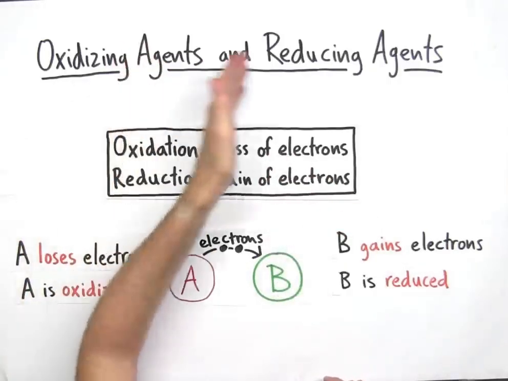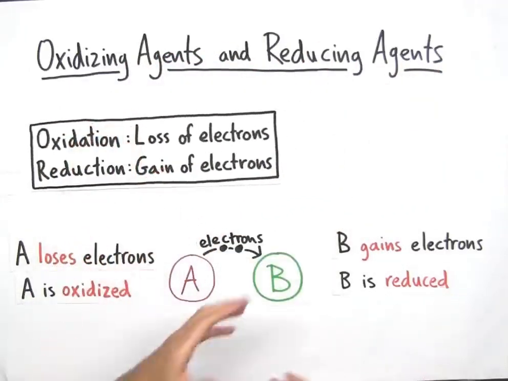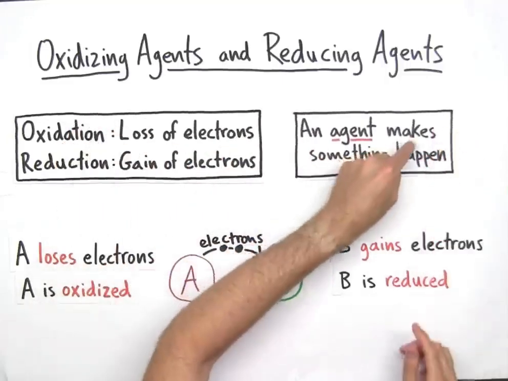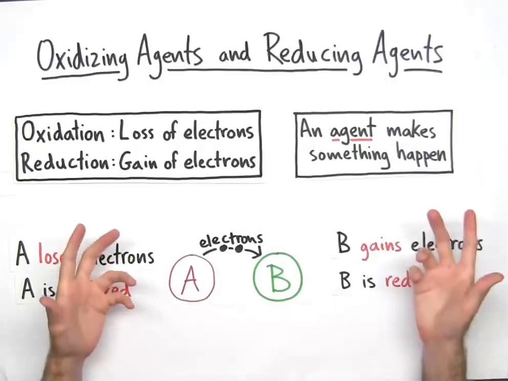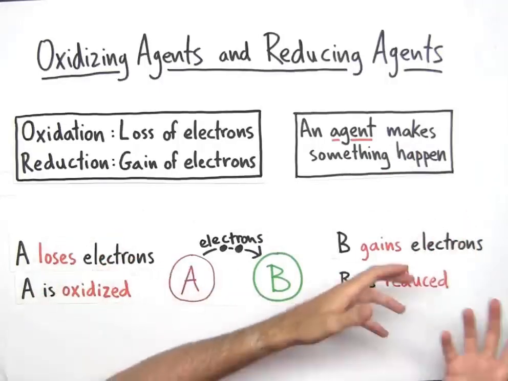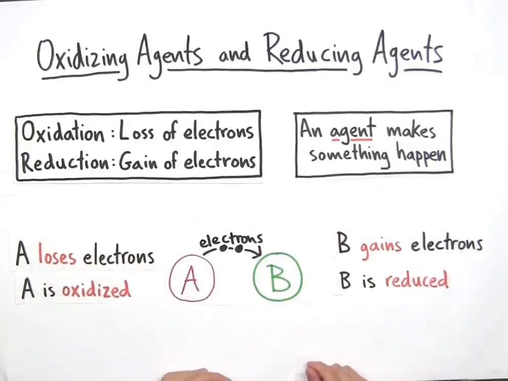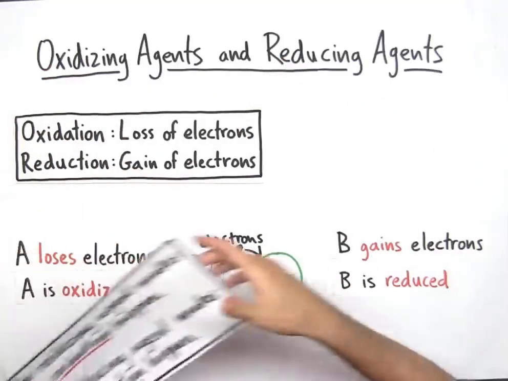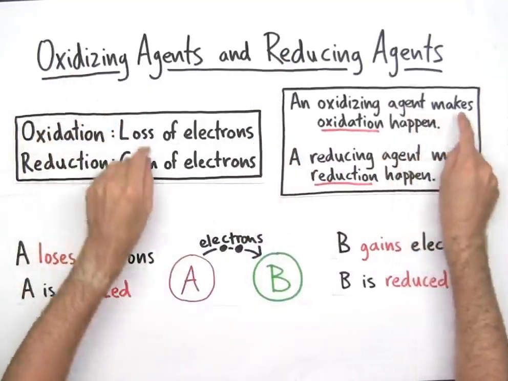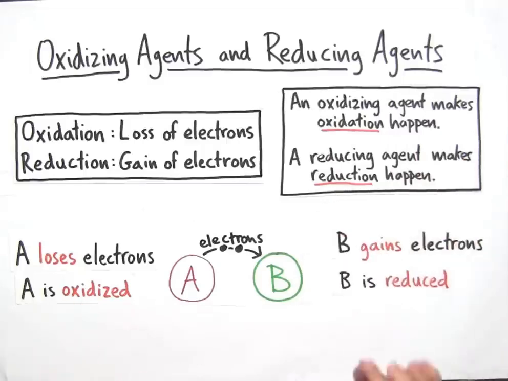But here we're talking about agents, oxidizing and reducing agents. So what's an agent? Well, the word has a bunch of different meanings, but in this situation, an agent makes something happen. Think of the agent for a movie star, right? They help the actor get jobs, they help the actor get into movies. An agent makes things happen for that movie star. And that's exactly what oxidizing and reducing agents do. They make stuff happen. An oxidizing agent makes oxidation happen, and a reducing agent makes reduction happen.